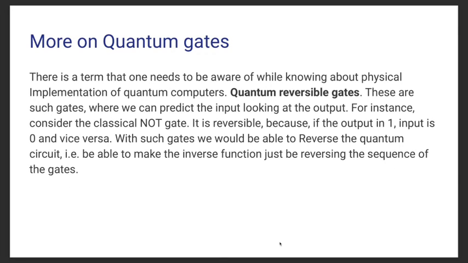Quantum reversible gates are special. By looking at the output, we can predict the input. For instance, consider the NOT gate in classical computers. If the output is 0, it means the input is 1, and vice versa. Now, these reversible gates help us in reversing the sequence, which means they are useful in finding the inverse functions of the sequence of gates, which is quite useful in most scenarios.